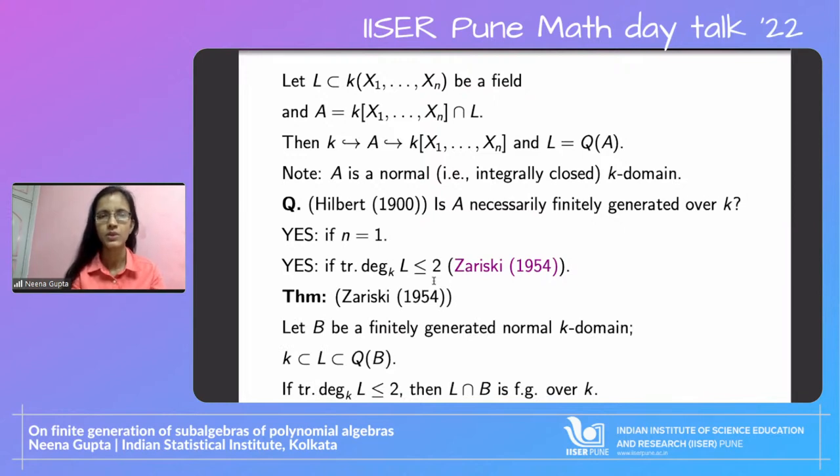And his result was much more general than what Hilbert wanted. He said that if B is any finitely generated normal K-domain, and L is a subfield of the quotient field of B, where Q(B) is the quotient field of B, and the transcendence degree of L over K is less than or equal to 2, then L intersection B is finitely generated over K. So this was Zariski's result. It was much more general. You can take B to be any finitely generated normal K-domain.